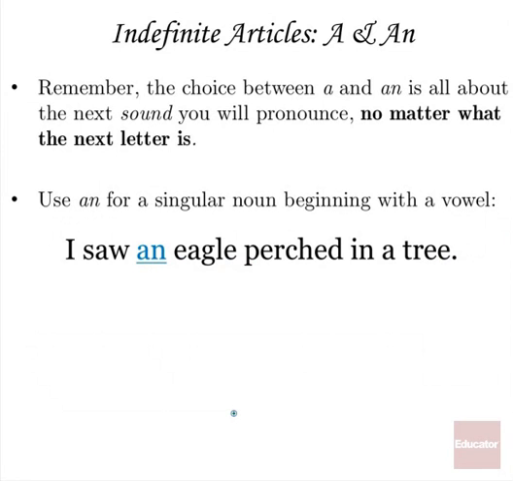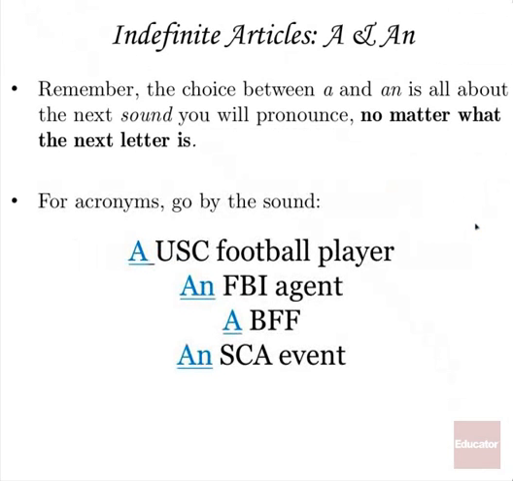Use an for a singular noun beginning with a vowel. I saw an eagle perched in a tree. Nice and smooth. For acronyms, go by the sound. So, a USC football player. USC starts with a y sound, so a USC player. An FBI agent. F is a consonant, but when we say it as a letter, we say eff, and it starts with that vowel noise, so an FBI agent. Nice and smooth. A BFF. But an SCA event. When we say B, we start with the B sound. When we say S, we start with the E, so an SCA event.